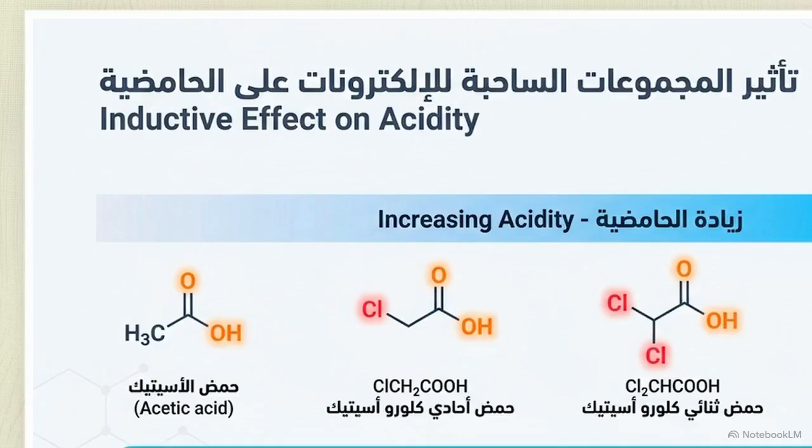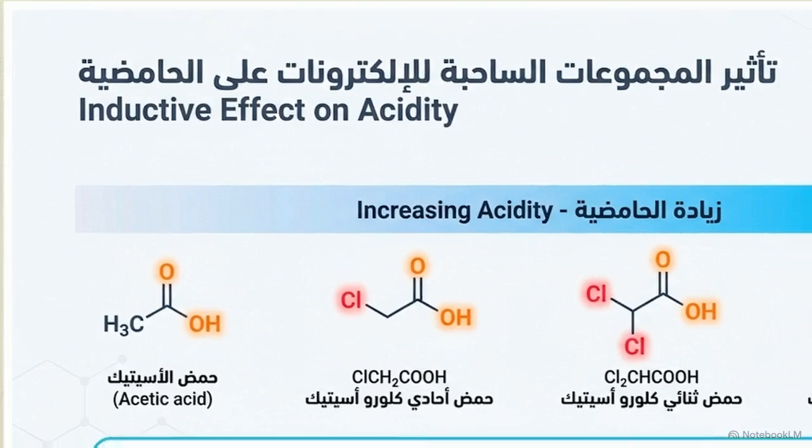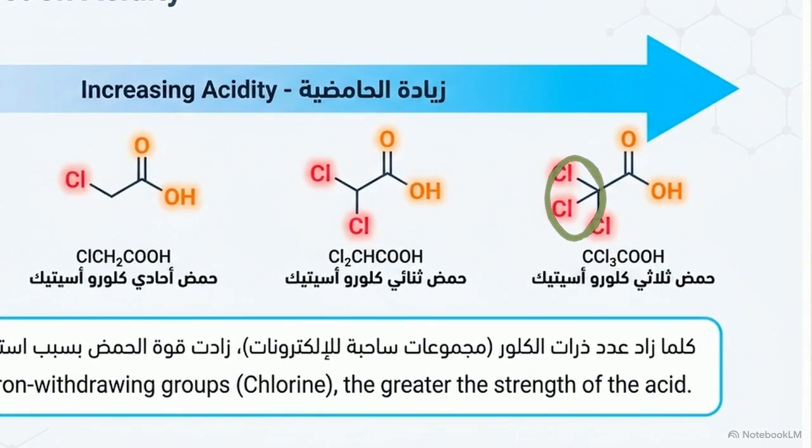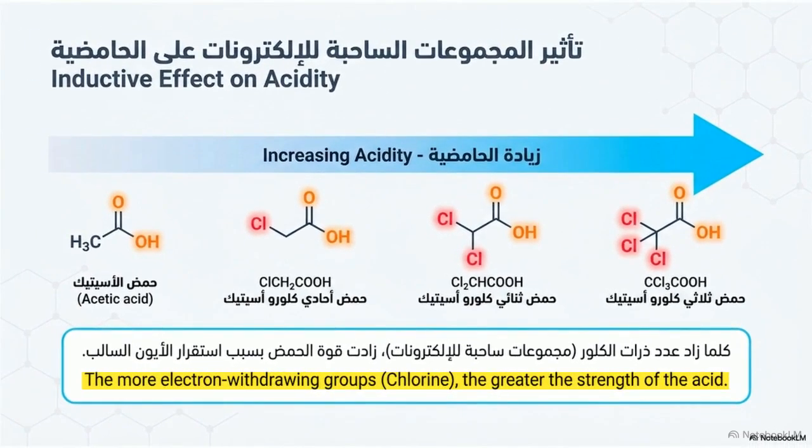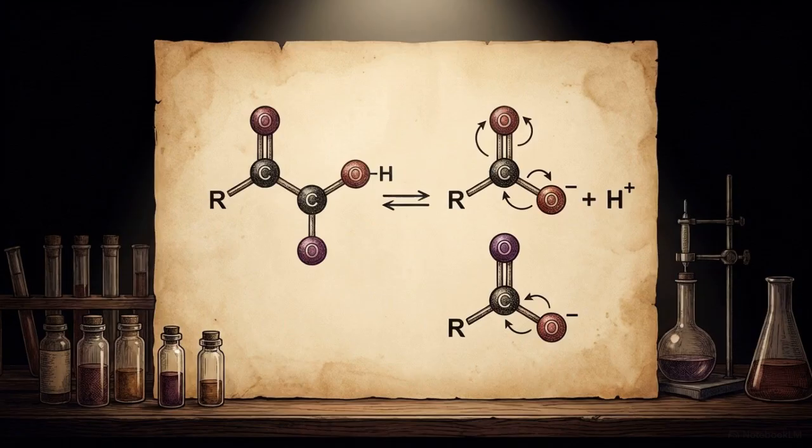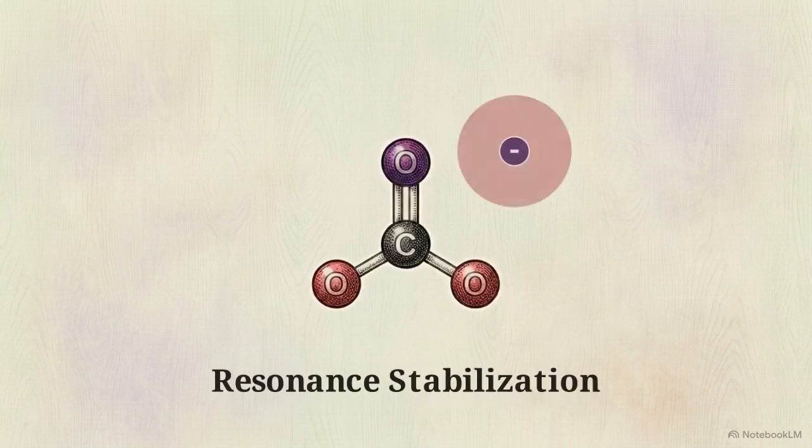We can amplify stability using the inductive effect by swapping hydrogen for highly electronegative chlorine atoms. These chlorines act as an electron vacuum, pulling density away from the oxygen and delocalizing the negative charge further. More electron-withdrawing groups create a stronger acid. The central rule of acidity here is strict. The strength of an organic acid is entirely dependent on how effectively the molecule can stabilize the negative charge after it loses its proton.